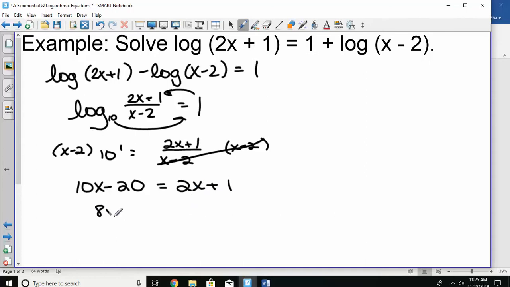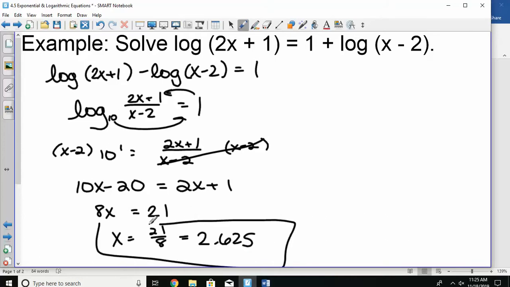Subtract over your 2x, add your 20, and you get 21 over 8, or you could give your decimal 2.625. Okay. Check it. If I take that times 2 plus 1, I'm good. That minus 2, I'm good. So it works.